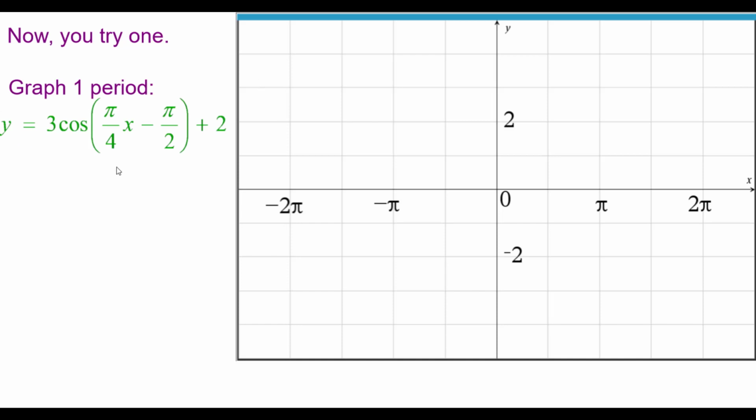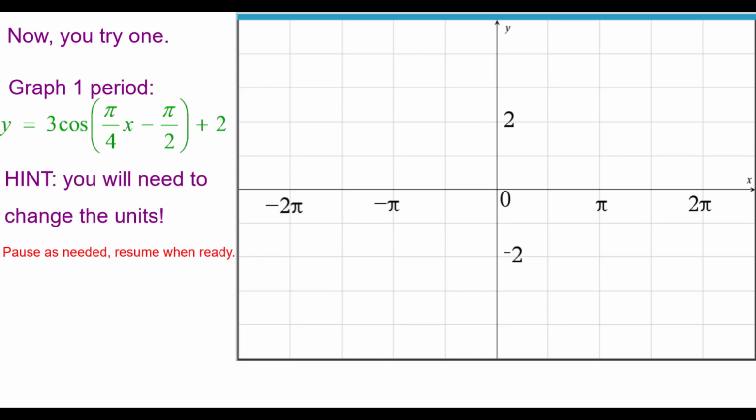Now you try one. Graph one period of this cosine function here. A hint, you're going to need to change the units once you decide to do this. You need to do a lot of analyzing before you start to graph this. So pause as needed. Resume when you're ready to see the answer.